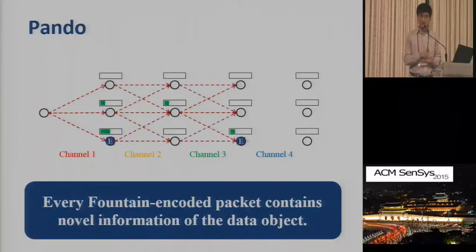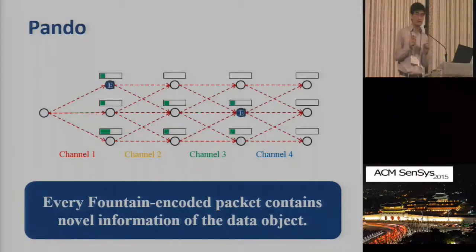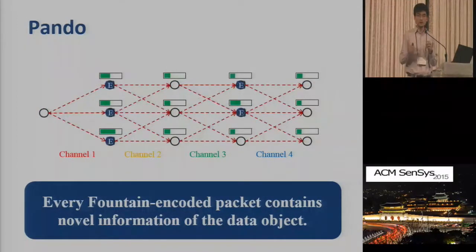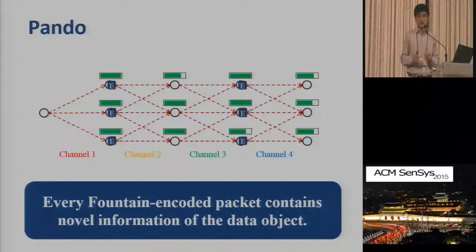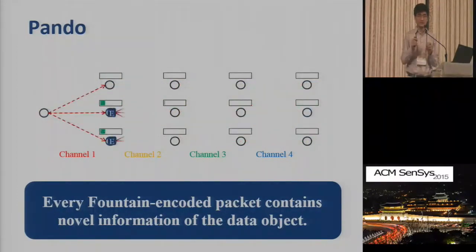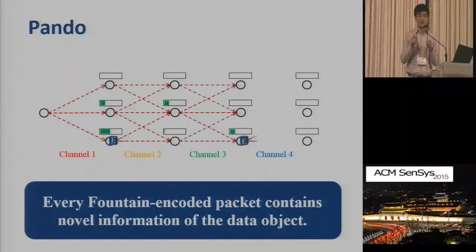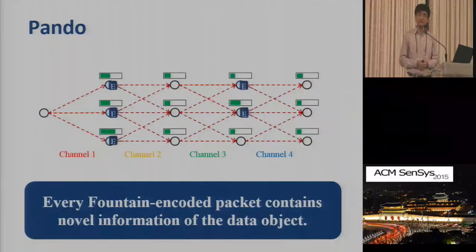Fountain code, just like Reed-Solomon code, inserts randomness into the original data. So when we transmit a fountain-encoded packet, the receiver does not care about the ID of each individual packet. It just accumulates enough received packets, and then it will recover the data.